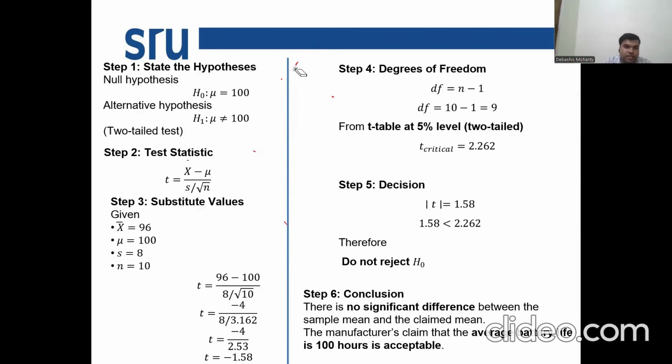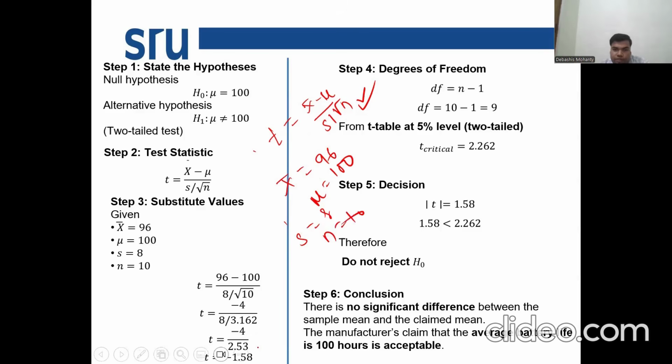How to test the statistics, students? Now we have to calculate this t value. How to calculate that? X bar minus mu divided by s divided by square root of n. By that only you can calculate the t value, and you can substitute the values. So here x bar is given 96, mu is given 100, s is given 8, n is given 10. Those data are given in the question, right?